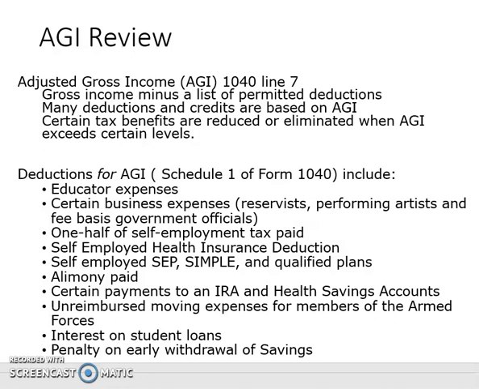So some of the deductions for AGI that we're going to talk about in this chapter are the educator expenses deduction, the deduction for certain business expenses, and this is only for reservists, performing artists, and fee-based government officials. 1/2 of the self-employment tax, the self-employed health insurance deduction, self-employed SEP, simple and qualified plans. We'll talk about that more in our retirement chapter. Alimony that's paid, certain payments to IRA and health savings accounts, and unreimbursed moving expenses for members of the armed forces. There is a change to this law for 2018. And interest on student loans and our penalty on early withdrawals of savings.